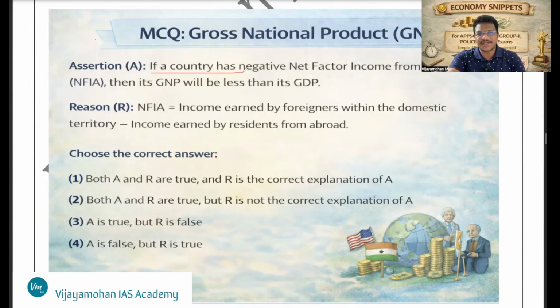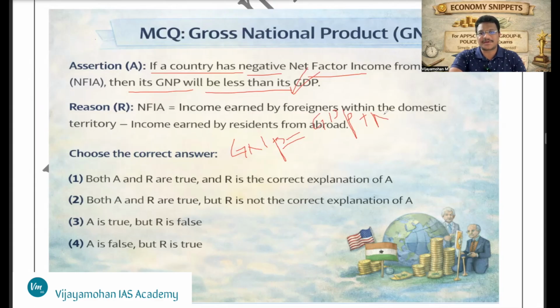If a country has negative net factor income from abroad, then its GNP will be less than its GDP. So what is the formula for GNP? GNP is equal to GDP plus net factor income from abroad. What the assertion is saying is that if NFIA is negative, then its GNP will be less than its GDP, which is a correct statement.